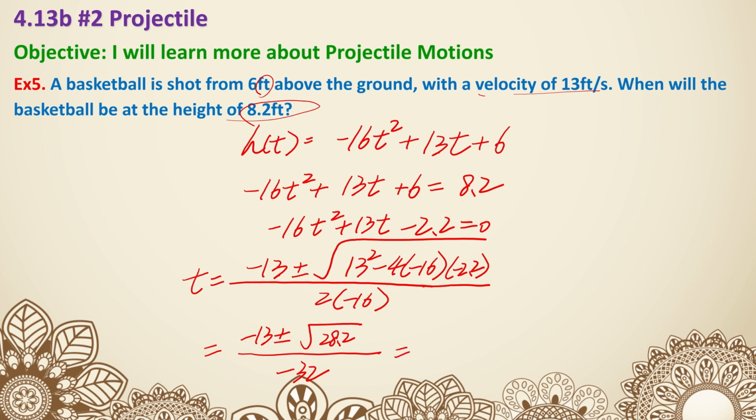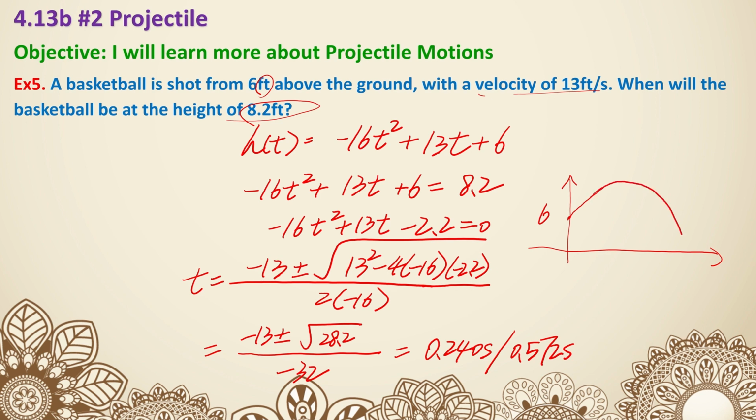You're going to get two separate answers, 0.240 second or 0.572 second, which should actually make sense because you're launching it from 6 feet as a height, and then it's going to drop back down, and it's asking when it's going to hit 8.2. So you actually have two different positions where it's going to hit 8.2.